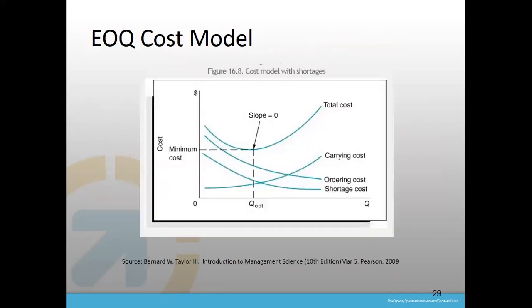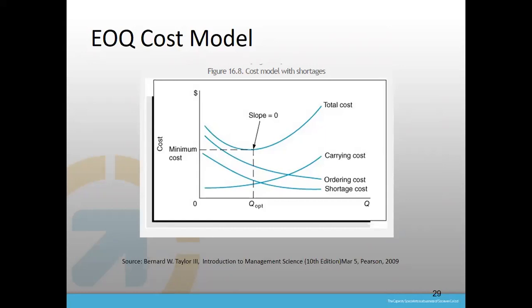I just show you this graphic here. Now, if you look on the right-hand side, carrying cost. You see the more I order, the higher the carrying cost. Then you look at ordering cost. The more I order, the lower the ordering cost per unit. And same for the shortage cost. The more I order, the lower the shortage cost, because then I don't run out of stock.